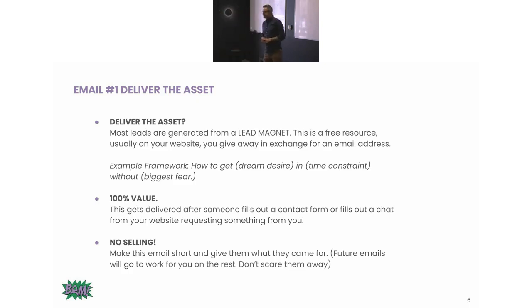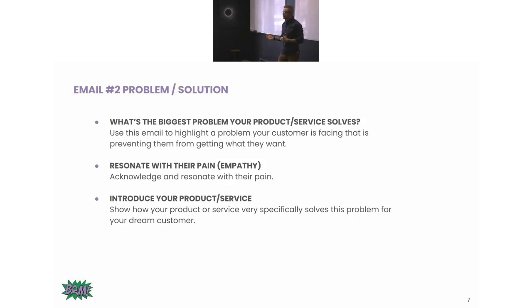Email number two is what's called the problem solution email. This is where you need to be thinking about what is the biggest problem that your product or service solves. Because at the end of the day, all of your business is in here, no matter what you do. All we're doing is solving a problem, and people pay you more for the bigger size problem that you solve. So we're going to use this second email to really highlight the problem that your customer is facing and that is preventing them from getting what they want. And then we're going to resonate a little bit with their pain, right? We want to push into that pain a little bit. Then we're going to introduce that product or service.